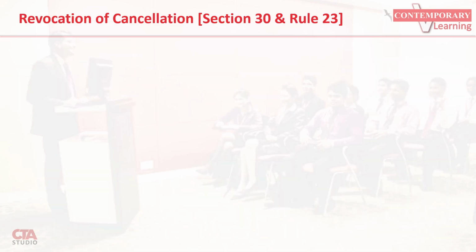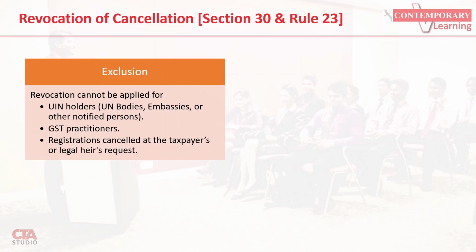Let me conclude the revocation topic with its limitations and the integrated approach. Exclusion. Revocation cannot be applied for by UIN holders, UN bodies, embassies, or other notified persons. GST practitioners. Registrations cancelled at the taxpayer's or legal heir's request. These exclusions make sense because UIN holders have permanent status, GST practitioners have professional obligations, and voluntary cancellations represent the taxpayer's choice.